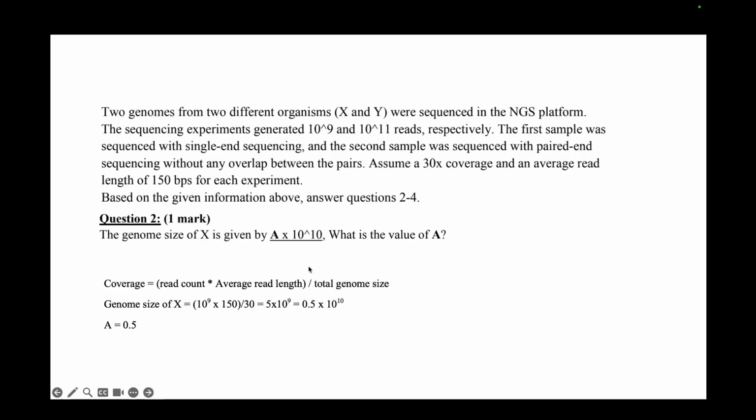So you're trying to find the total genome size. If you take the coverage to the other side, your expression looks like this: 10 to the power 9 into 150 divided by 30. If you solve this, it comes as 5 into 10 to the power 9, or 0.5 into 10 to the power 10. You're asked in the form a into 10 to the power 10, so your answer would be 0.5. Any issues with this problem? If you face any issues, please unmute and ask.